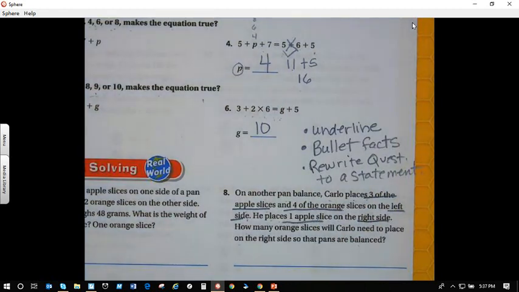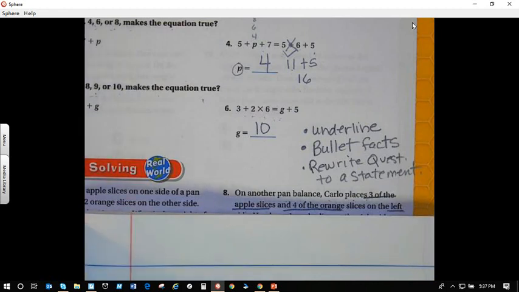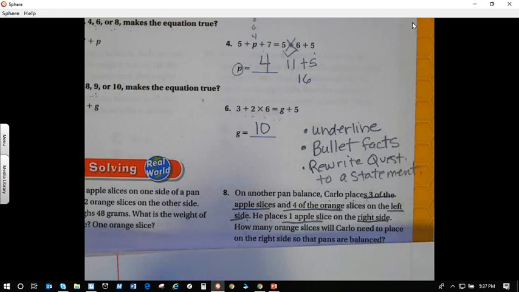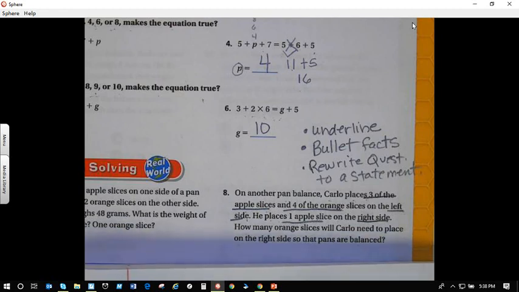All right. So now I'm going to move my paper right over here, and I'm going to write down that Carlo has put 3 apple slices and 4 orange slices. This is on the left side. On the right side, he put 1 apple slice. The question is how many orange slices will Carlo need to place on the right side to balance?